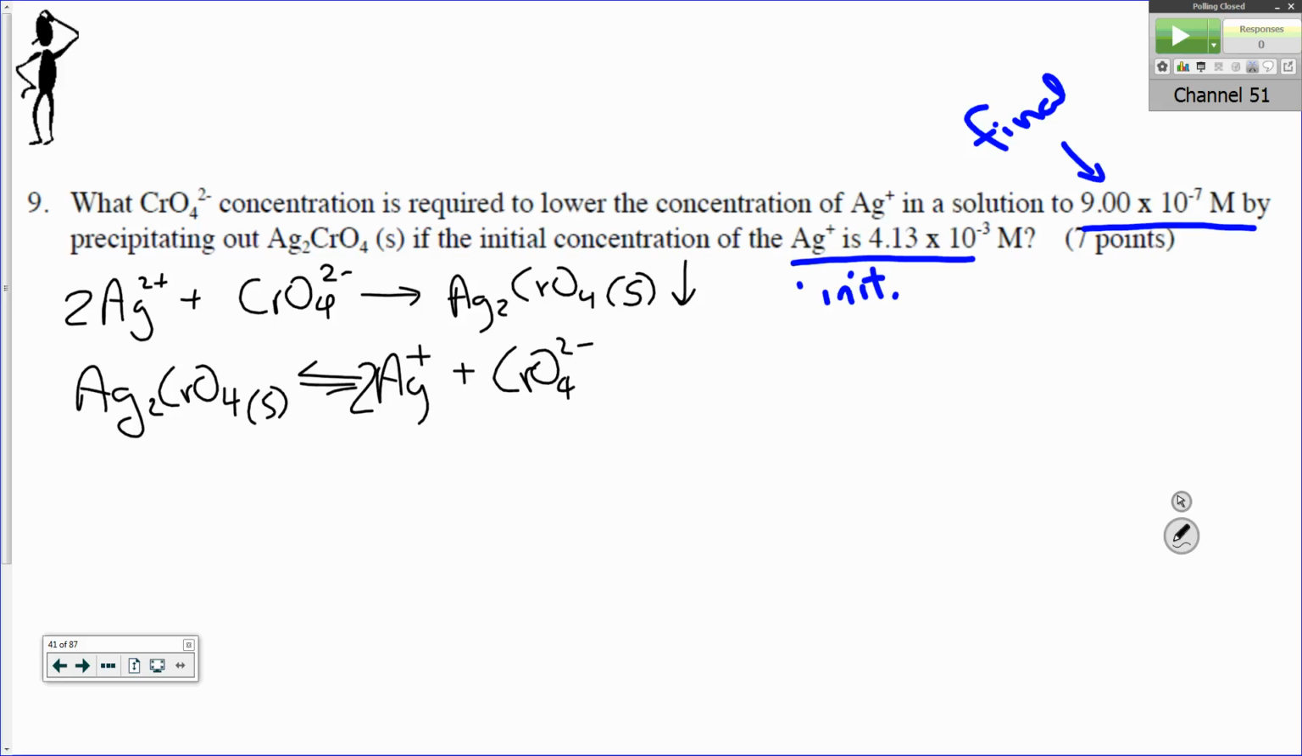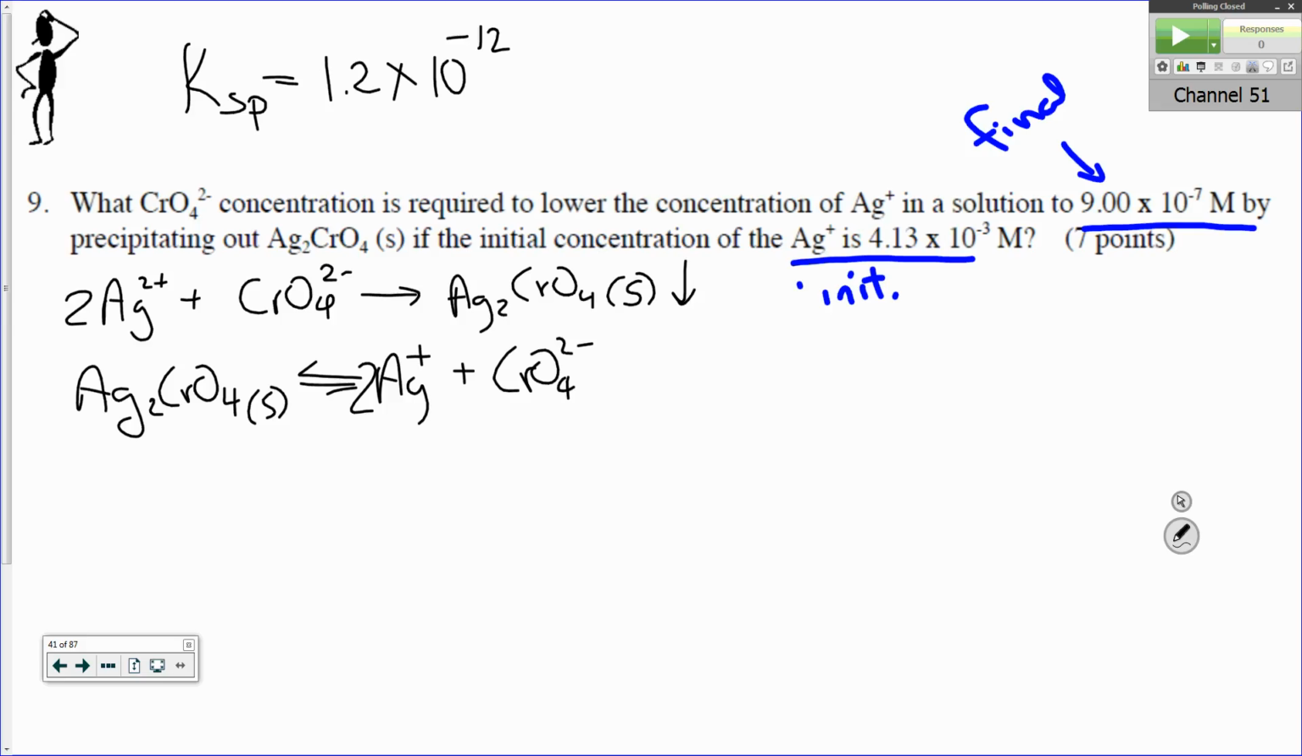Now, it's not given to me on the table, or on my Ksp, so I've got to go to my handy dandy table and find out what the Ksp is. This was last year's test question, to give you an idea of where I see something like this. So I go to my solubility products, find chromate, and find silver, and I find that it's 1.2 times 10 to the minus 12. So Ksp is equal to 1.2 times 10 to the minus 12. And I don't even know if this is going to be feasible to do, but we're going to find out.